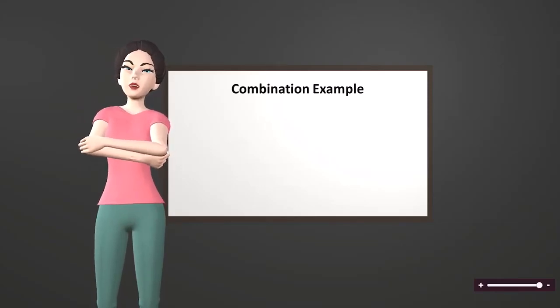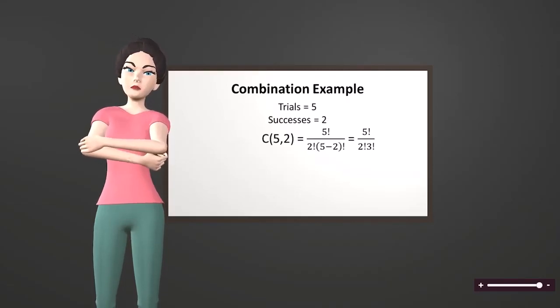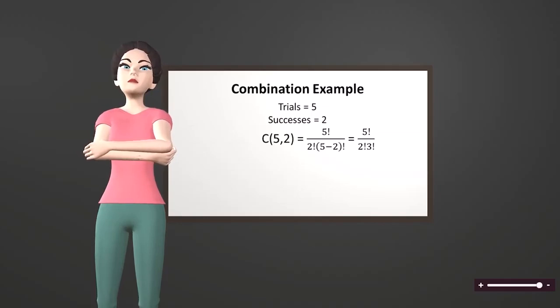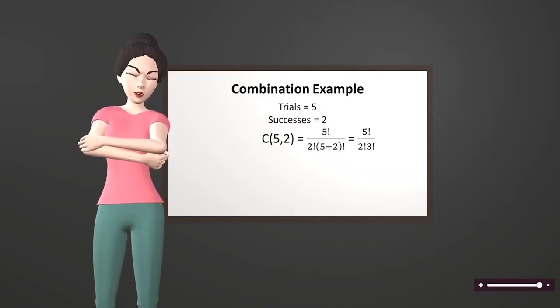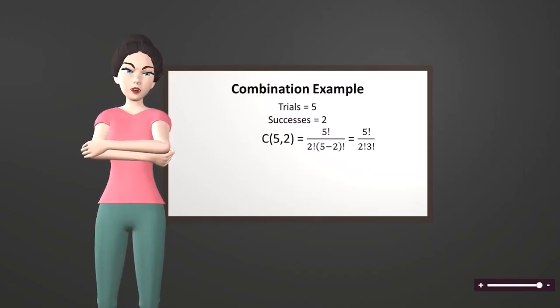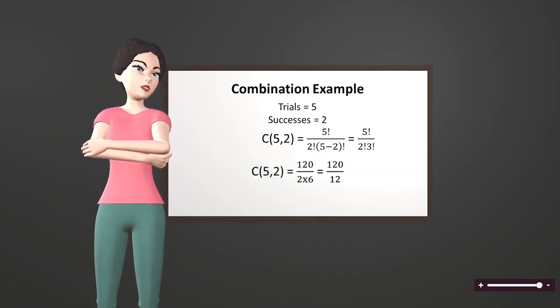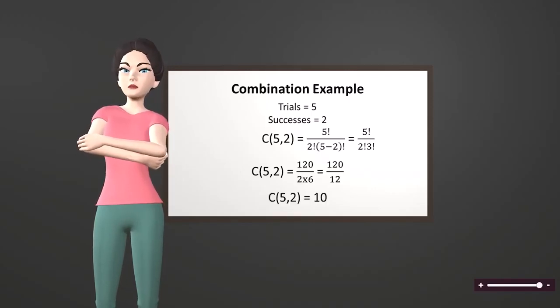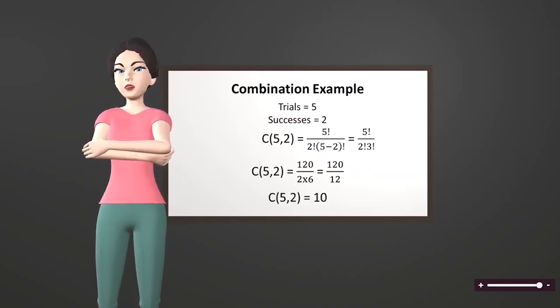Now let's finish finding the number of combinations that can occur for 2 successes in 5 trials. So 5 factorial is equal to 120, which we just found out. Then we divide that by 2 factorial, which is 2 times 1, times 5 minus 2 factorial, or 3 factorial, which is 3 times 2 times 1. That gives us 120 divided by 12, which equals 10. This means there are 10 ways to get 2 successes in 5 trials.